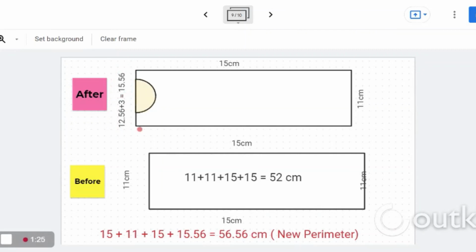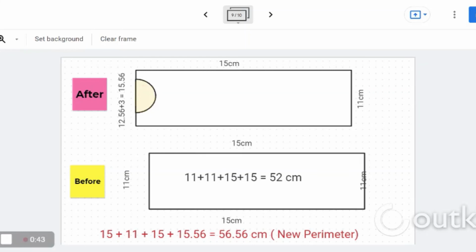So when I start from here, I'll come this way, go down, go this way, go up, enter inside, go up to the top, then move again. So this is my 15.56, this is my 15, this is my 11, and this is my 15. When I add 15 plus 11 plus 15 plus 15.56, I get 56.56. This is my new perimeter. My old perimeter was 52 centimeters, whereas my new perimeter is 56.56 centimeters, as this shaded portion is cut out and thrown out. Understood? This is your question number 6.